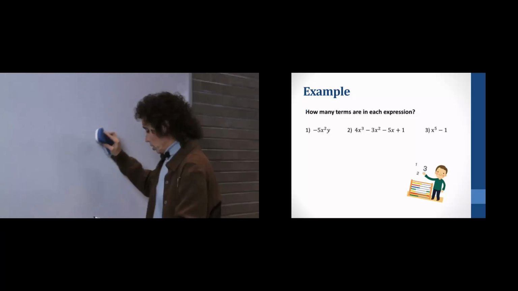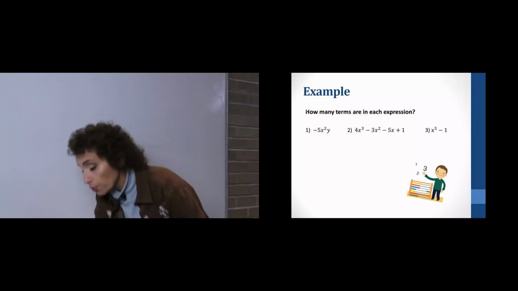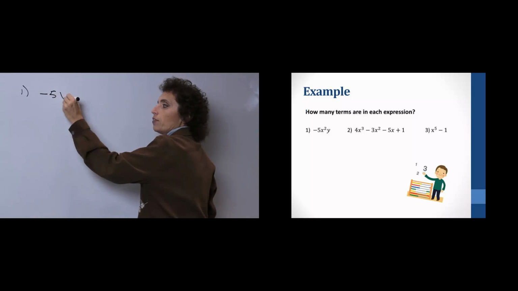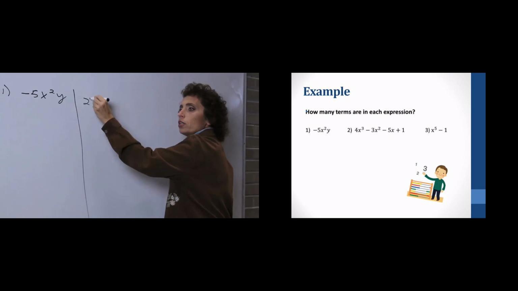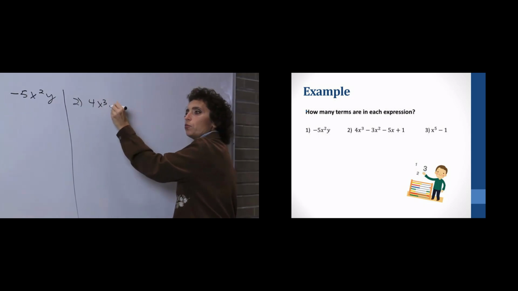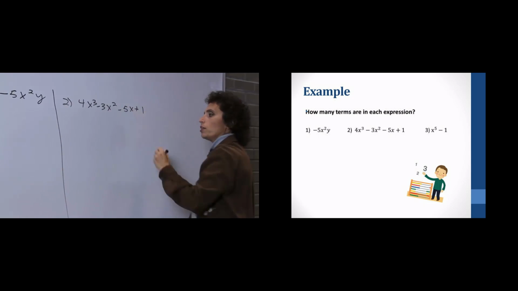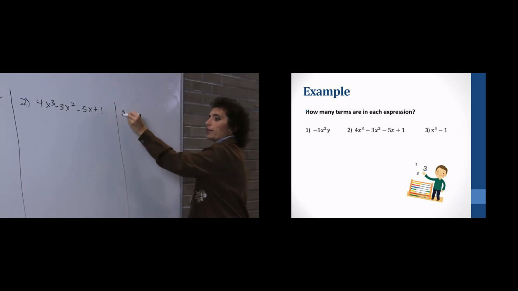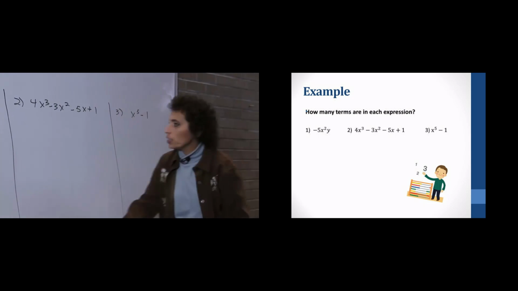So number 1, again, we got to get all the smudges off the board so there's no negative problems. Okay, says negative 5x squared y. Number 2 says 4x cubed minus 3x squared minus 5x plus 1. Sorry, that was just a good one. Number 3, I like the long ones. X to the 5th minus 1. Okay, here's the deal.